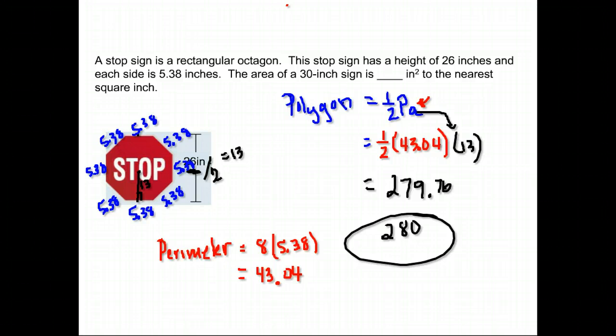Right, and if you haven't done polygons yet, that one's a little harder. You could really break it into triangles all the way around and do the individual triangles and multiply by how many you have, like 16, I think. You could do that also.